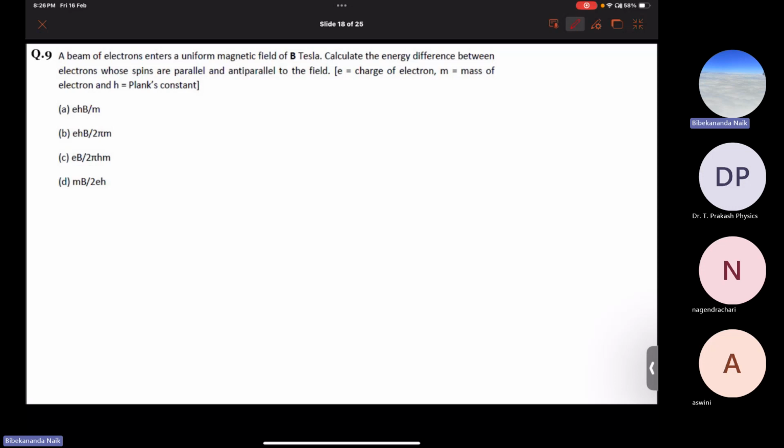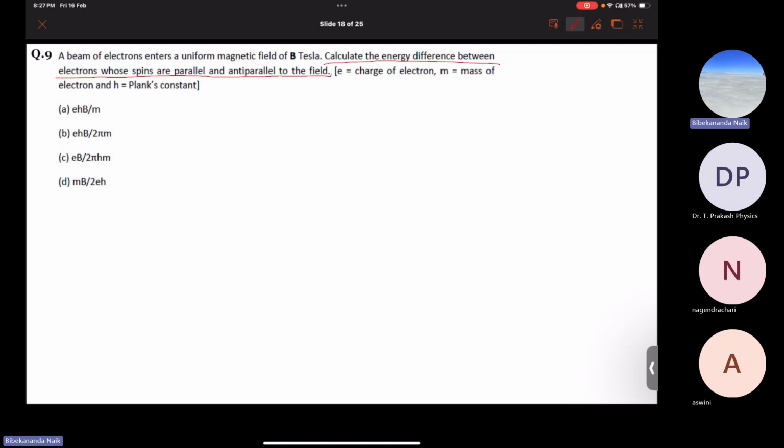Here, since the electron has some spin, it will have some spin magnetic dipole moment, and when the spin dipole is placed in a magnetic field, there will be an interaction between them, and due to the interaction there will be some energy. Here the question says calculate the energy difference between the electrons whose spins are parallel and anti-parallel to the field.